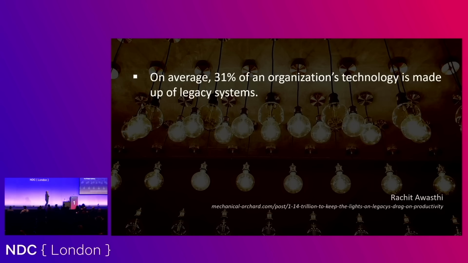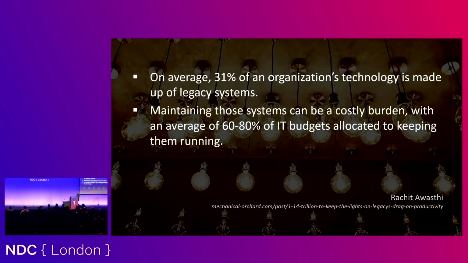So let's look more broadly. On average, if we move outside the US government, 31% of an organization's technology is made up of legacy systems. And you might initially think, oh, that's not too bad, that's less than a third. Just remember that 2/3 is waiting in the wings to move into that. But remember, quantity by proportion is not everything. It's not the 31% that you have to worry about, it's how much are we spending on that 31%. Oh, that's quite different. Maintaining those systems can be a costly burden with an average of 60 to 80% of IT budgets allocated to keep them running. Woof, that is, okay, that's kind of different.